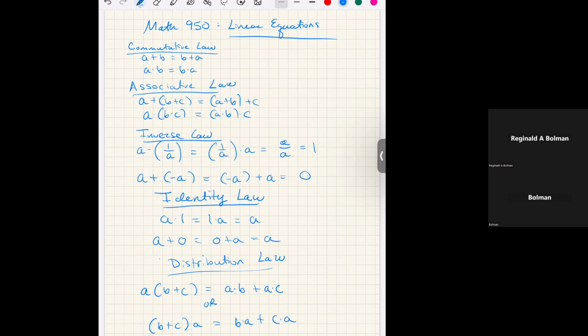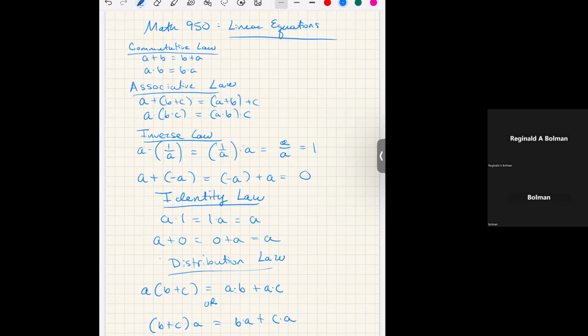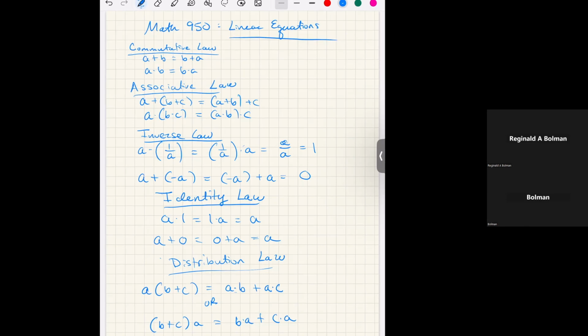Welcome back, class. Over the past number of weeks, we have looked at how we can take any real number, whether it be a whole number, a fraction, or a negative number, and add those real numbers in any order. We also know that we can multiply those real numbers in any order. We call that the commutative law.